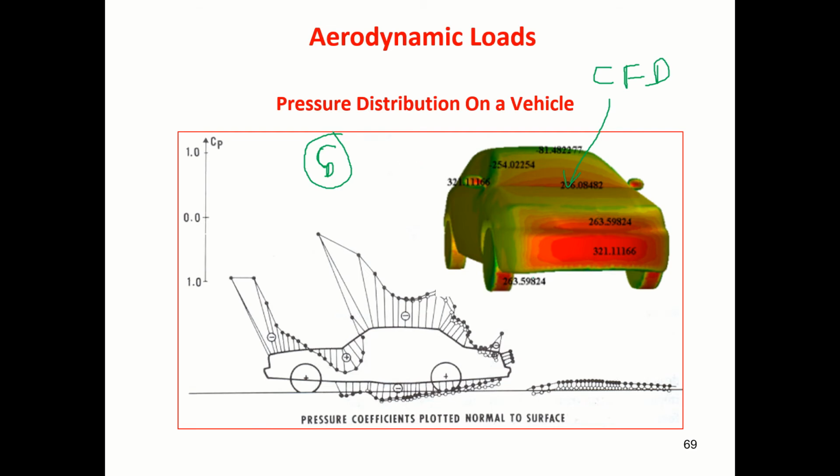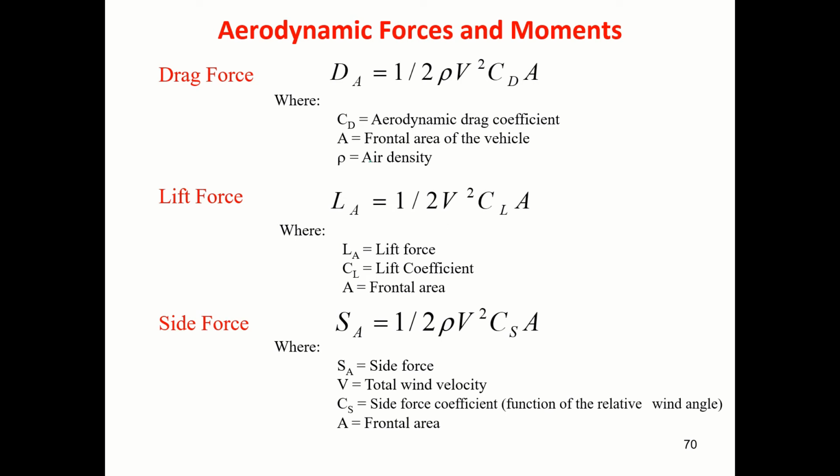Another one is we can do a wind tunnel test. So the drag force we can measure: FD is equal to half rho v squared CdA and all that. It is given along with the lift force and the side force. Right.